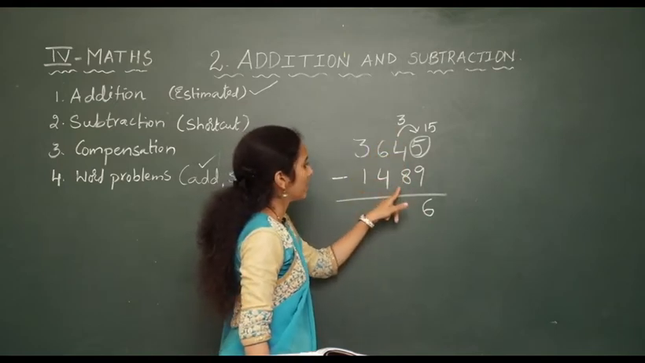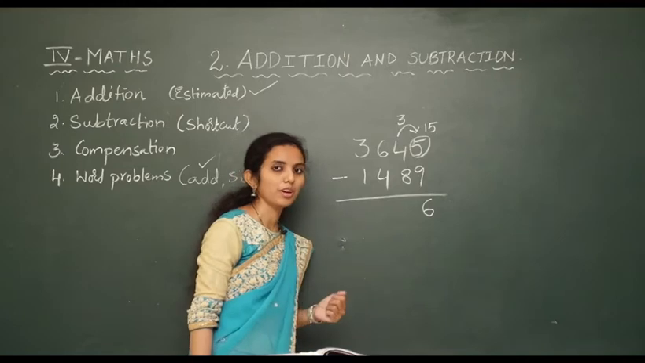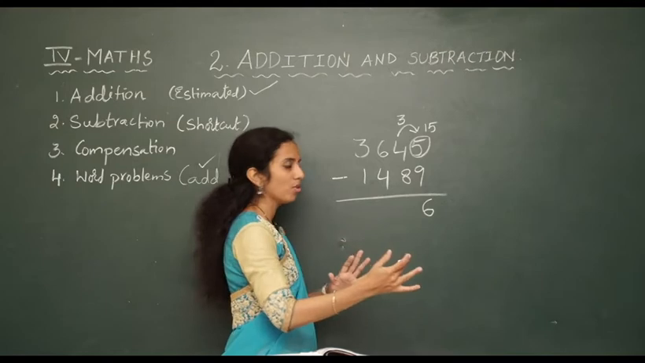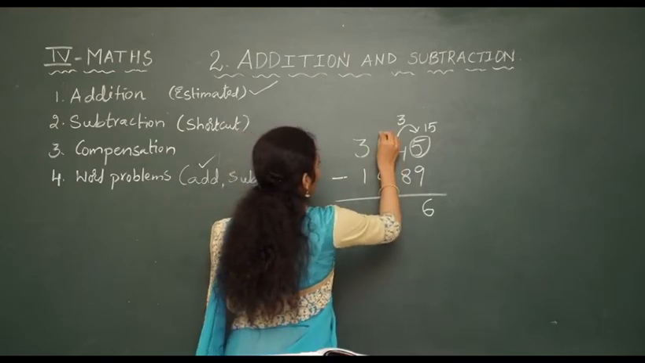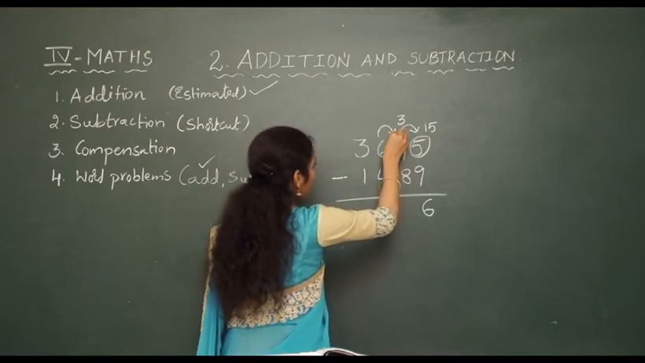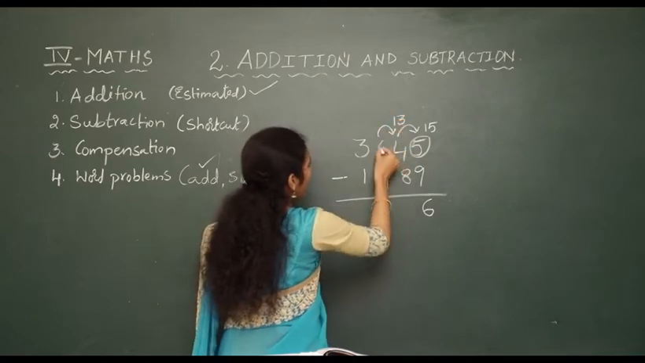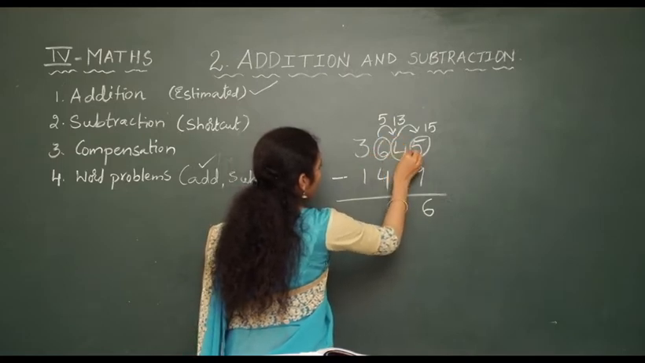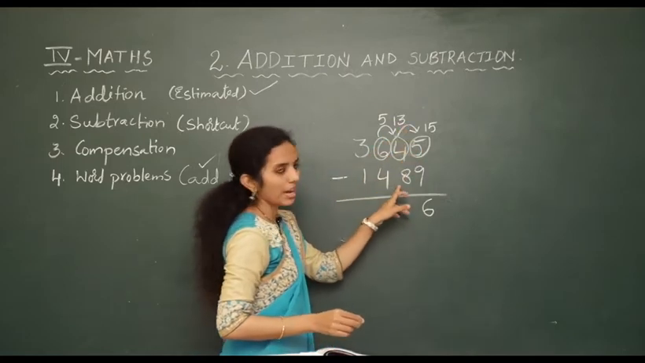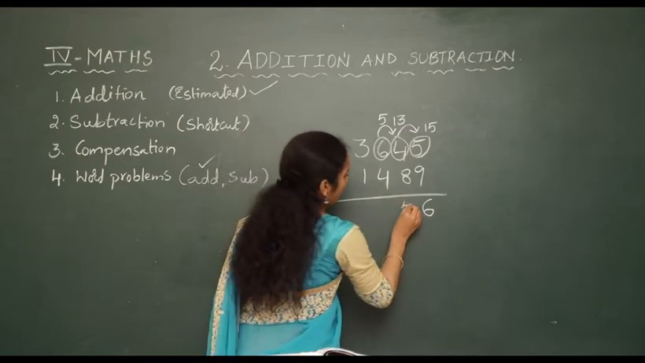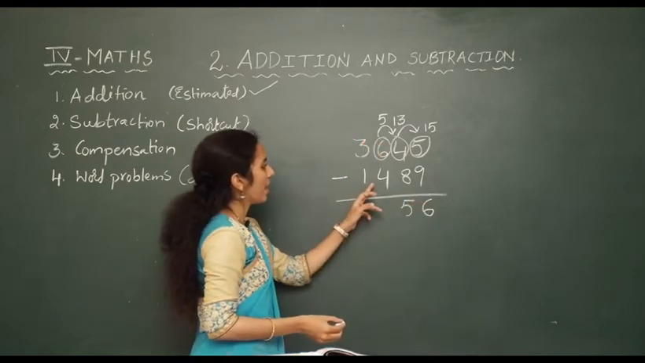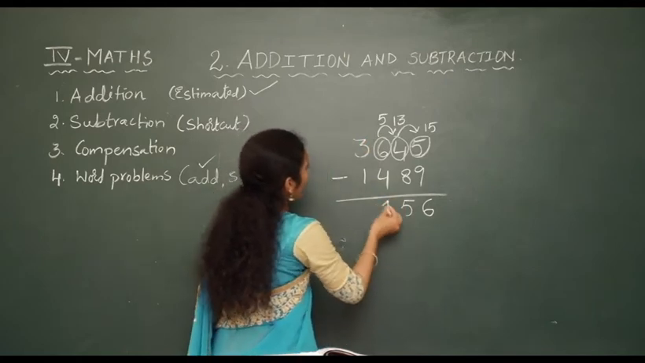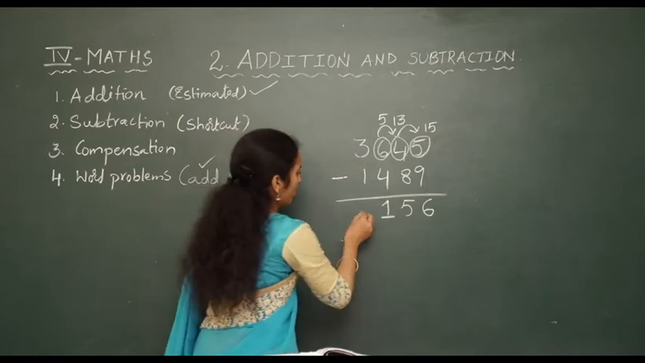So 3 minus 8. Again it is not possible to subtract 8 from 3. So what do we have to do? Again we have to regroup. So take 1 from this hundreds place and make this as 13 and 6 will become 5. So there is no 6 here. There is no more 4 here. So 13 minus 8 is 5 and 5 minus 4, it is very easy. So 5 minus 4 is 1 and 3 minus 1 is 2.